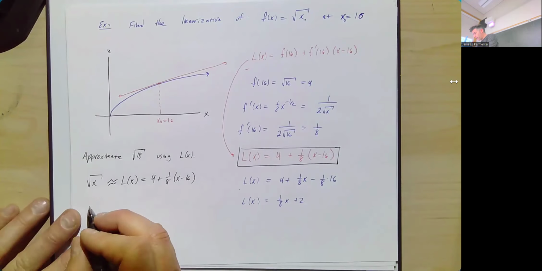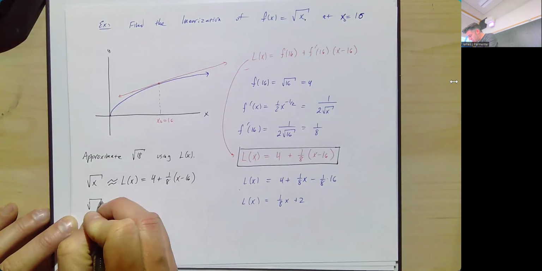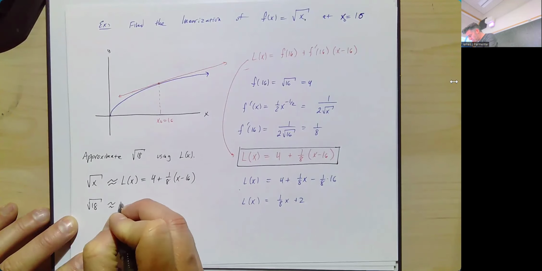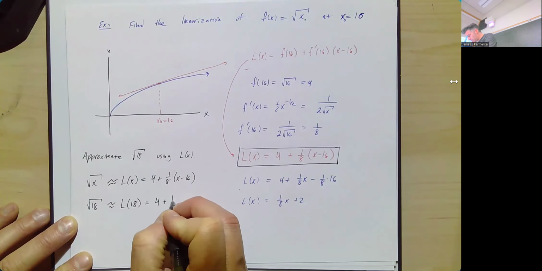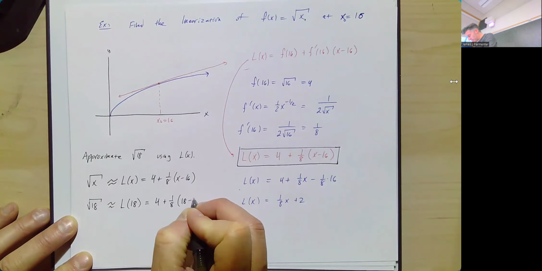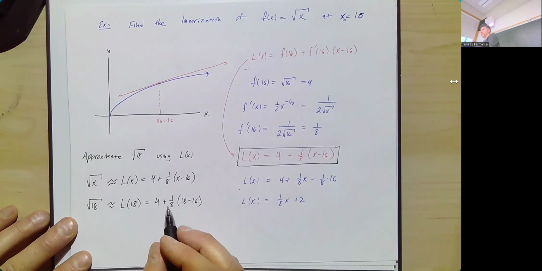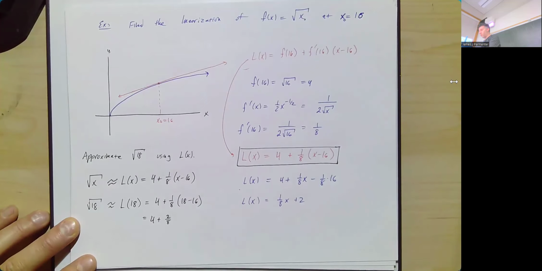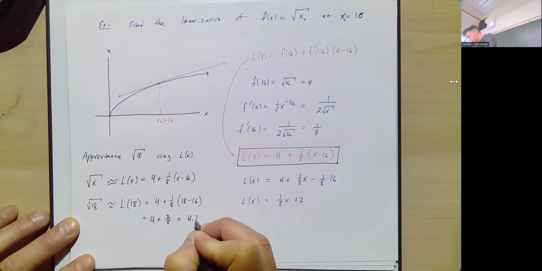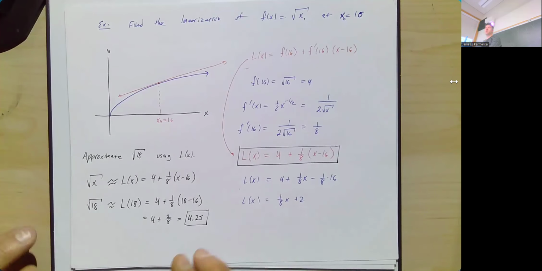So if I plug in 18 for x, the square root of 18 is approximately the linearization evaluated at 18, which is 4 plus 1/8 times (18 minus 16), which is 4 plus 1/8 times 2, which is 2/8, and 4 plus 1/4 is equal to 4.25. Most of the time I prefer a fraction, but here a decimal is nice, because if you go and actually plug it into a calculator, you can compare and see how close we really were.